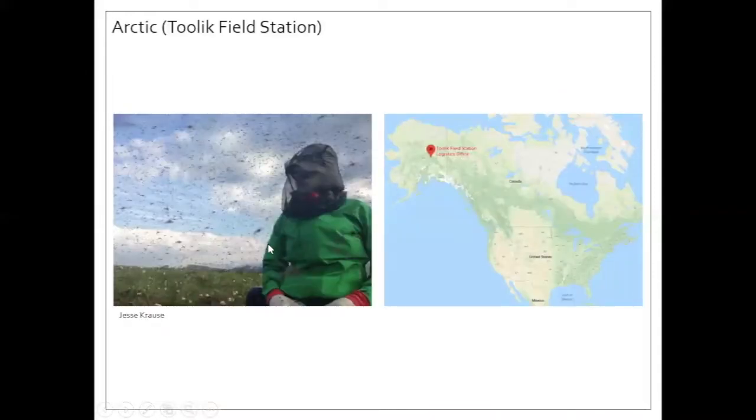You can find mosquitoes in virtually every location on planet Earth with the exception of Antarctica. You can even find them as high up as the Arctic. So this is Toolik Field Station in Alaska. And you can just look at this photo on the left. Look at how many mosquitoes are flying around during that time.